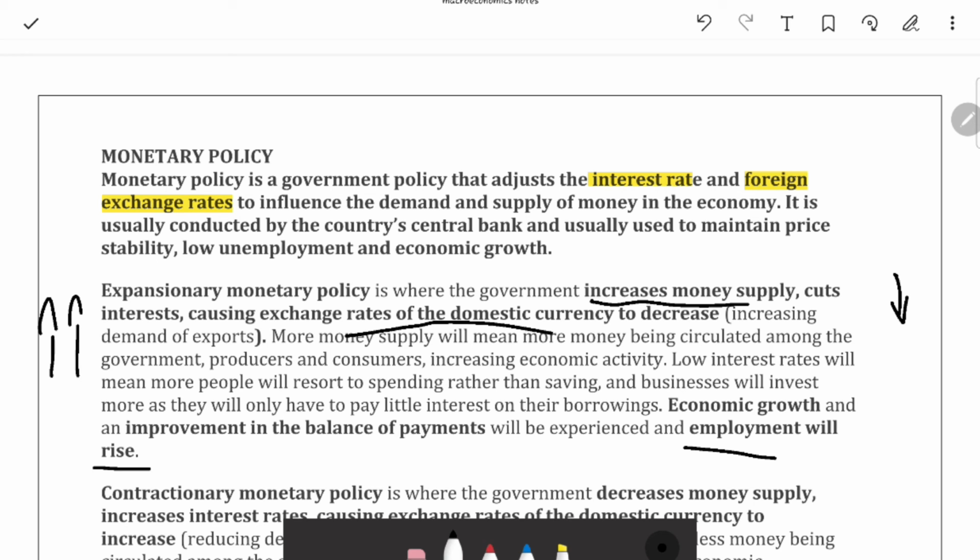Okay, when there's more investment, producers can start hiring more workers, and therefore employment can rise. So that's one advantage of the expansionary monetary policy.